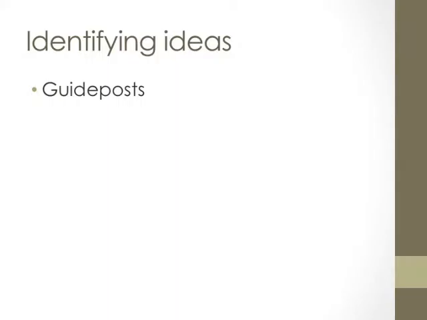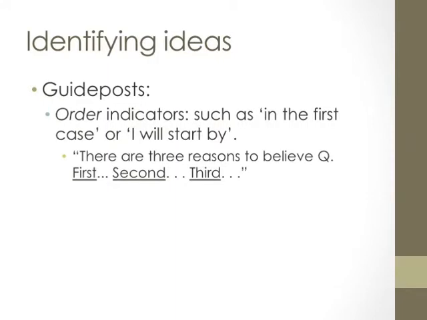Among these guideposts, we have the following. Some are order indicators, such as in the first case, or I will start by. For instance, in a text you might read the author saying, there are 3 reasons to believe Q, where Q is any statement. First, so on and so on. Second, so on and so on. Third, so on and so on.